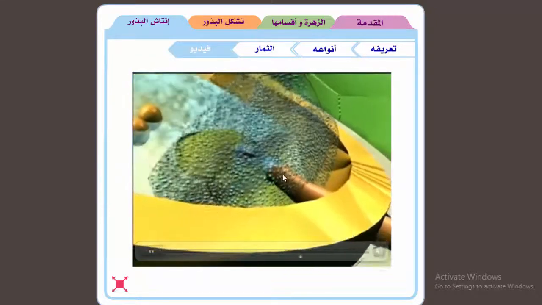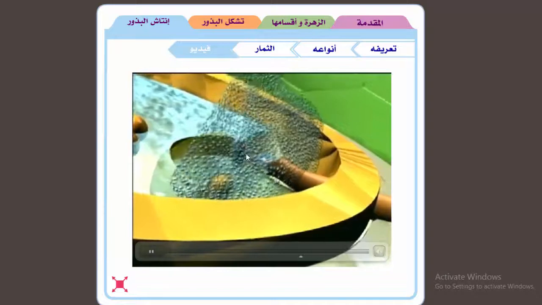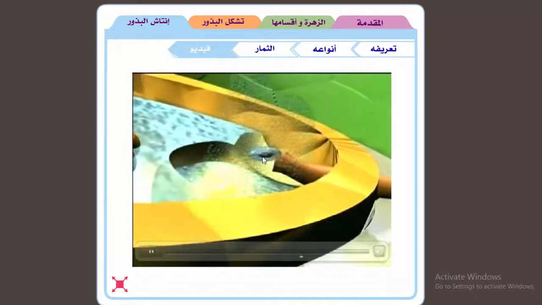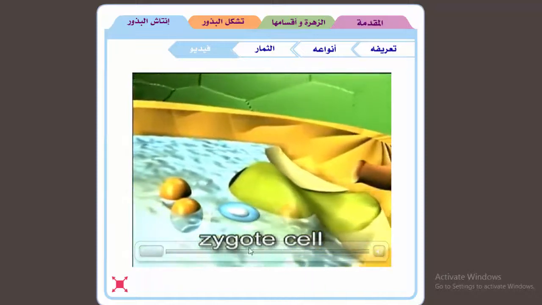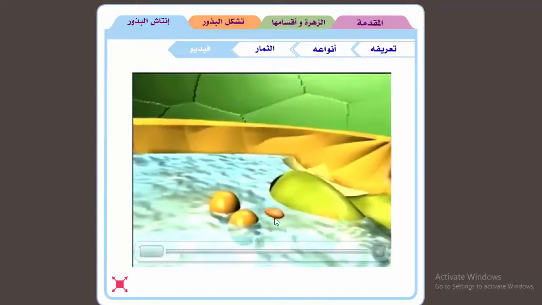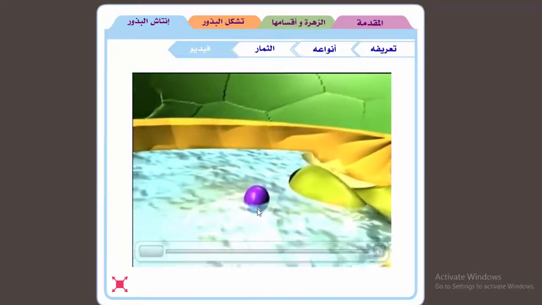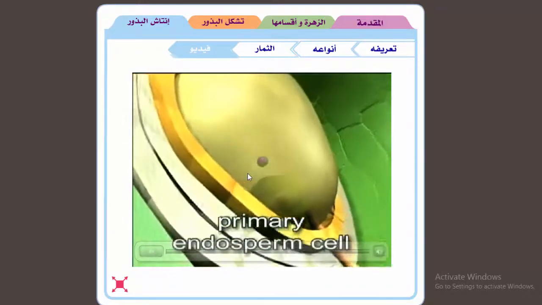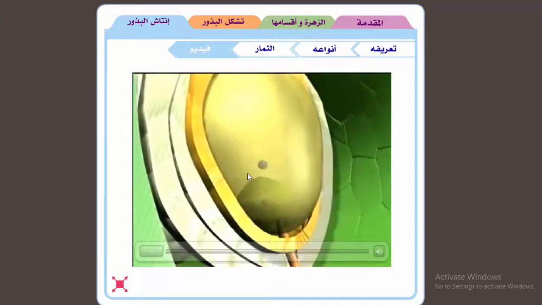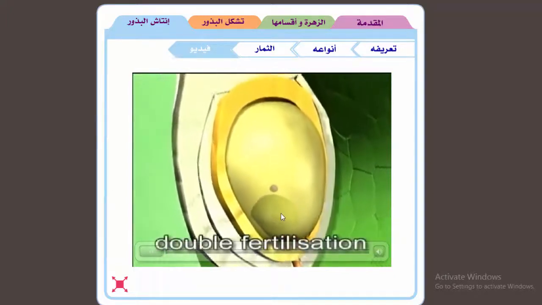One sperm fertilizes the egg cell, forming a diploid zygote cell. The second sperm fuses with the two polar nuclei, forming a primary endosperm cell. This double fertilization is characteristic of all angiosperms.